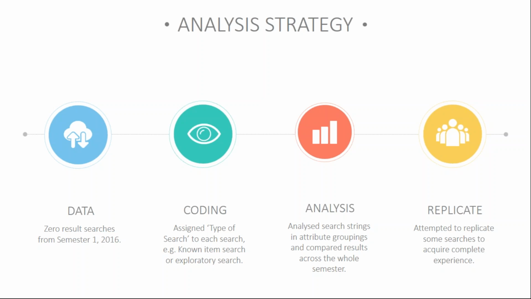One view that Primo Analytics couldn't provide was whether the searches conducted were for known items or whether they were more exploratory searches. So I did choose to review search terms and search strings and assign it myself as whether it was a known item search or an exploratory search. But I only did this for a small amount of the data. So then I analysed search strings in their attribute groupings to determine common themes and also get a picture of user behaviour over a period of time.